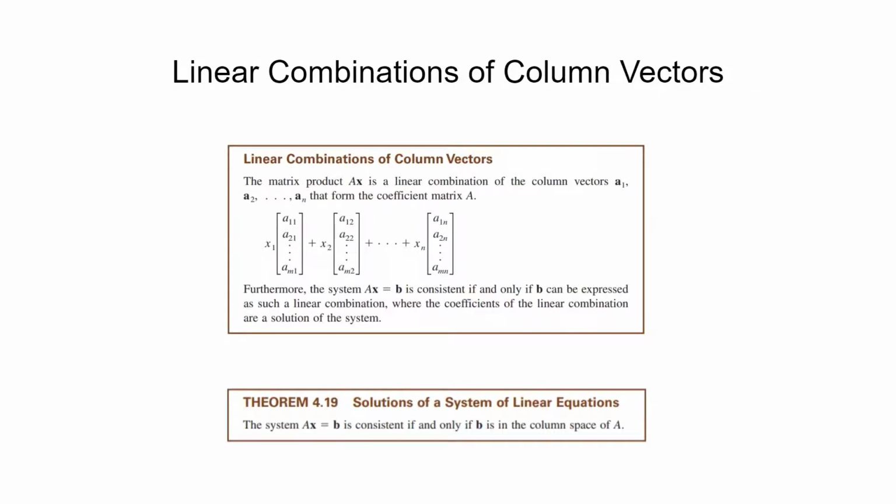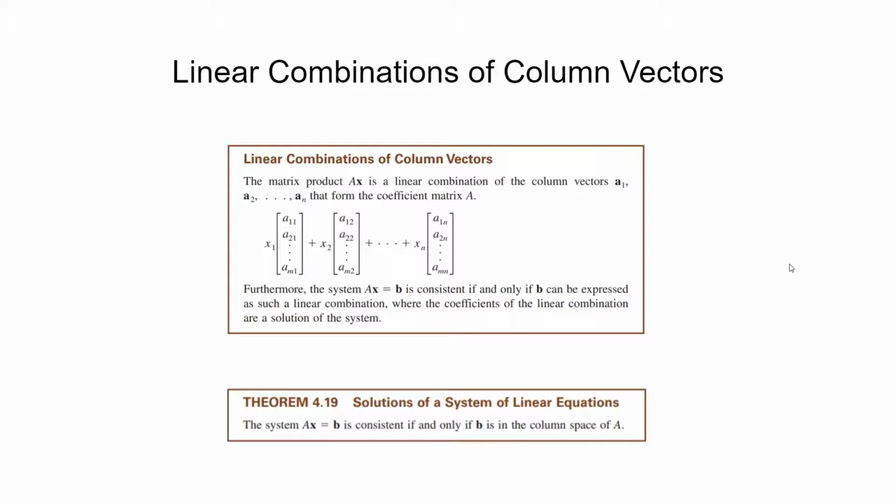We are also going to need to understand some ideas about column vectors and column spaces. Let's say we have the equation Ax equals b. That system will be consistent if and only if b can be expressed as a linear combination where the coefficients of the linear combination are solutions to the system. So, we basically have each column multiplied by a coefficient, and that will be set equal to a b column. We'll demonstrate this on the next slide.